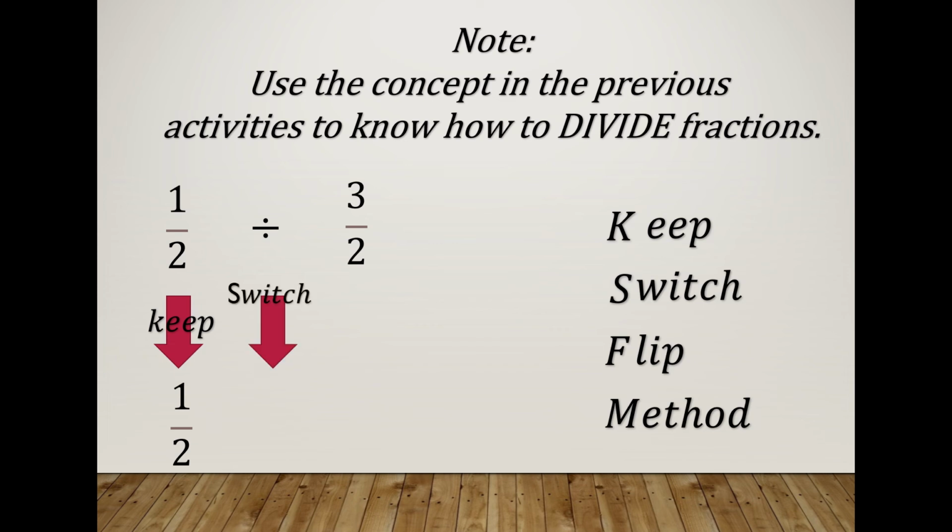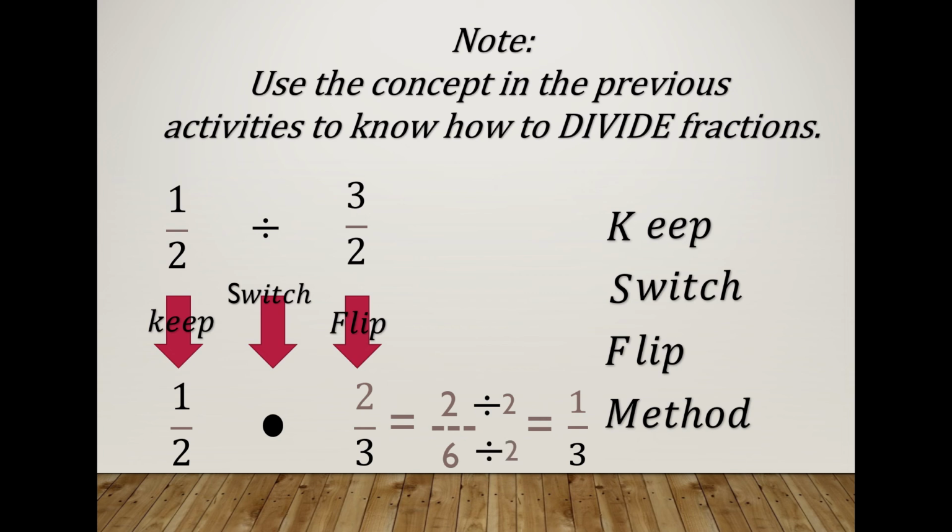And then switch, meaning from division it will become multiplication. And then flip, from the word flip, we are going to use the concept of the first entrance activity. From 3 over 2, it will become 2 over 3. And then we are going to use the concept of the second entrance activity, wherein we multiply the numerator by numerator, denominator by denominator. So, 1 times 2 is 2, and 2 times 3 is 6. 2 over 6 can be reduced by 2, so 2 divided by 2 is 1, 6 divided by 2 is 3.